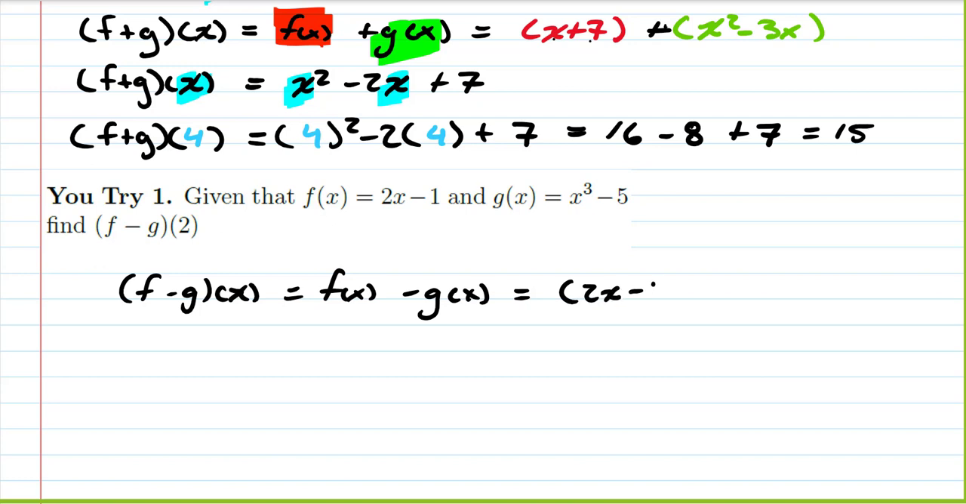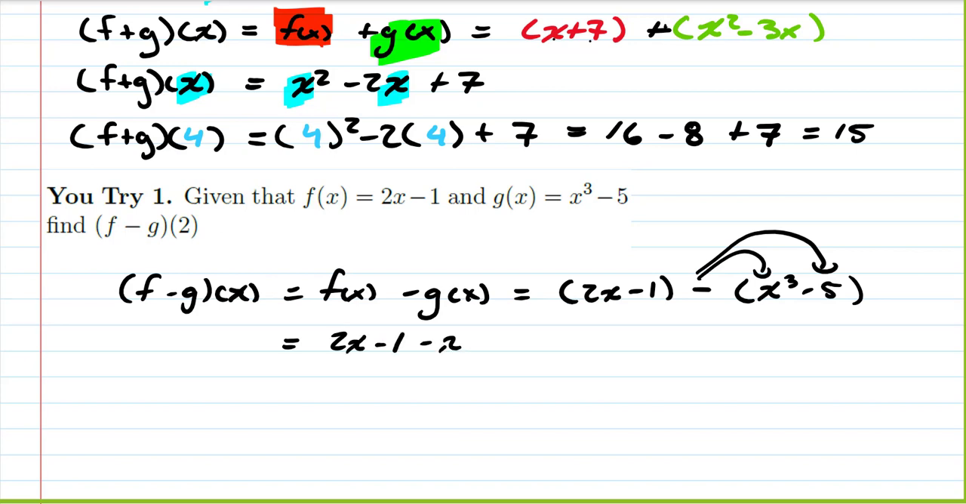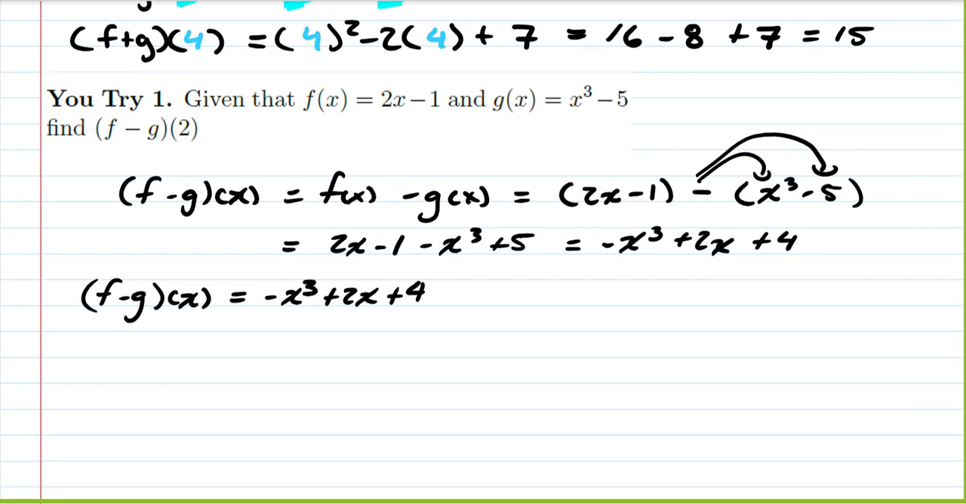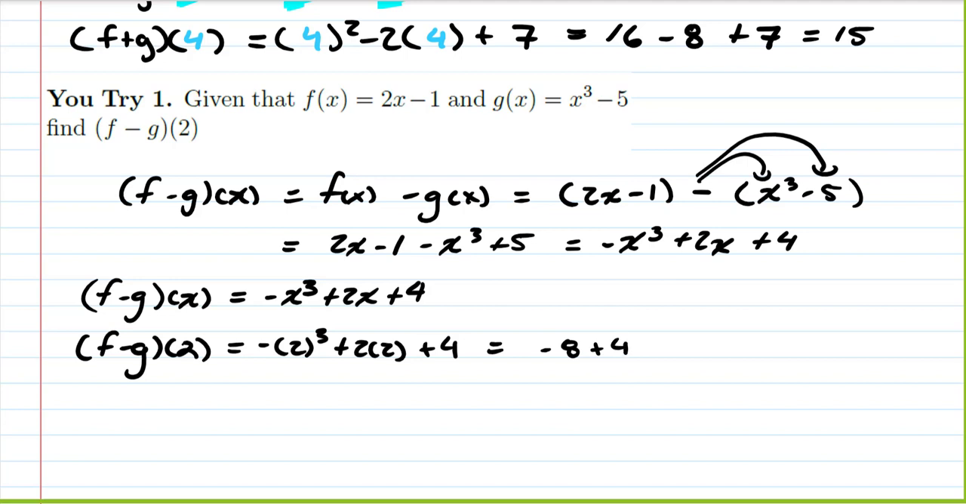So that's going to be 2x minus 1 minus x cubed minus 5. So then we're going to distribute our minus sign into our parentheses. That's going to give us 2x take away 1 minus x cubed plus 5. And then we collect our like terms, so we get negative x cubed plus 2x. And then negative 1 plus 5 is positive 4. So then our f minus g of x is negative x cubed plus 2x plus 4. So then finally, finding f minus g of 2, we replace our x with a 2. And that gives us negative 8 plus 4, which will give us 0.